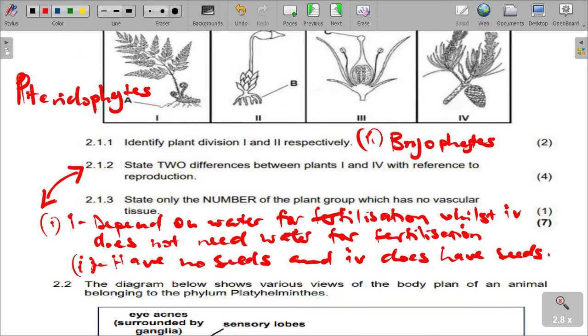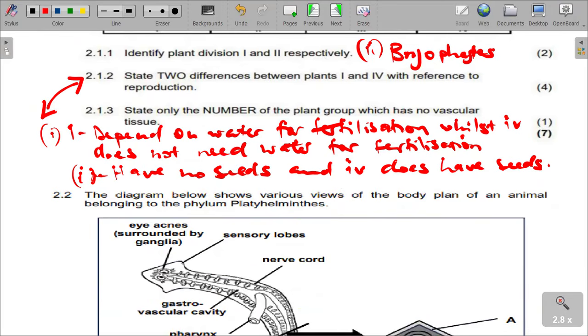And then question 2.1.3. It says state only the number of the plant group which has no vascular tissue. The plants that do not have vascular tissues, we already mentioned, are the pteridophytes. I mean, group two do not have vascular tissues.